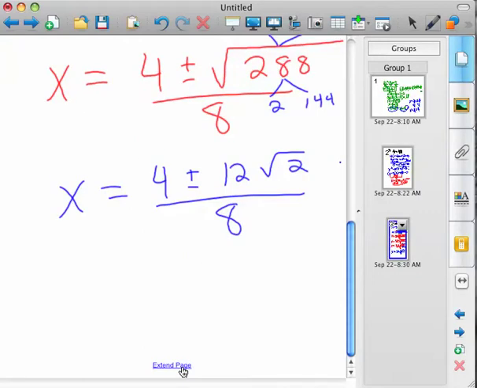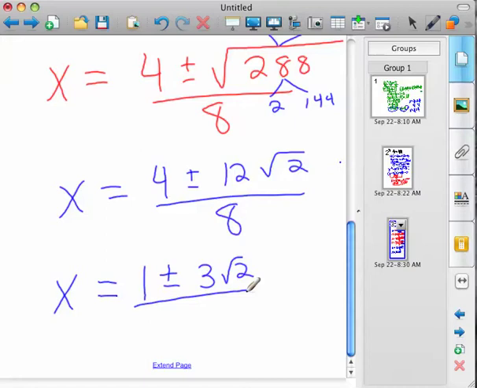We can simplify it one more step. I mean, we've got the exact answer. This is correct. There's nothing wrong with this. But to simplify this, you could take 4 out of everything, right? There's 8, 4, and 12, which all have a common factor of 4. So it'd be 1 plus or minus 3 root 2, all over 2.